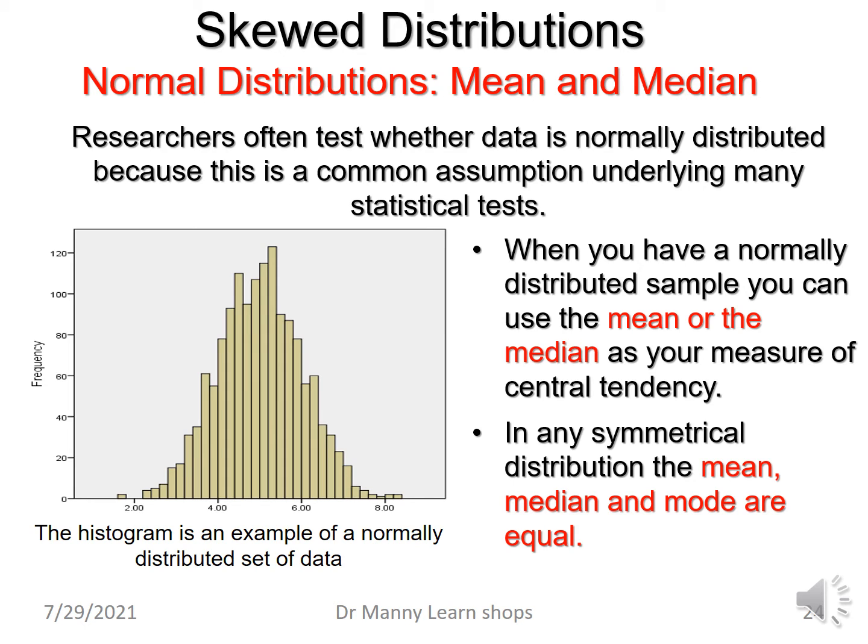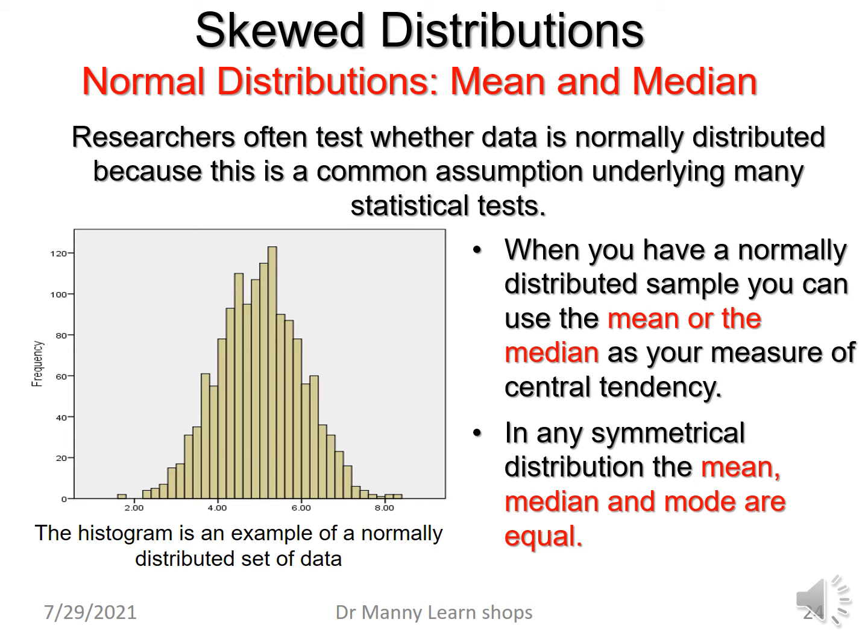When we then look, we mentioned the term skewed. Skewed distributions in relation to normal distributions, mean and median. Researchers often test whether data is normally distributed because this is a common assumption underlying many statistical tests. When you have a normally distributed sample, you can use mean or median as your measure of central tendency.